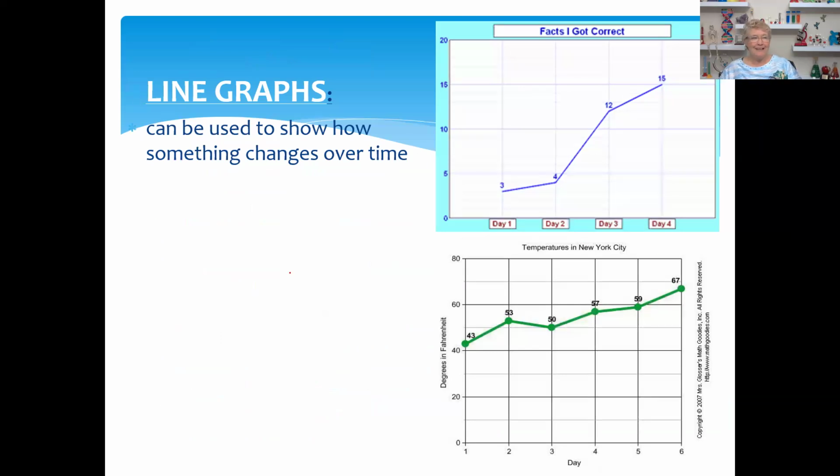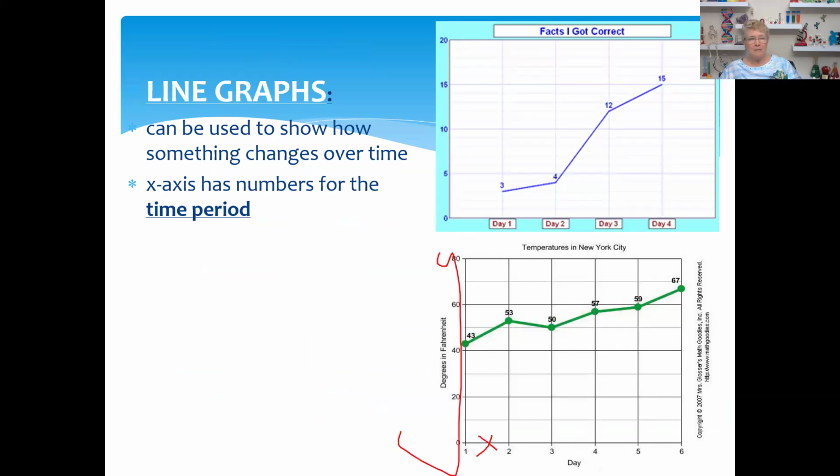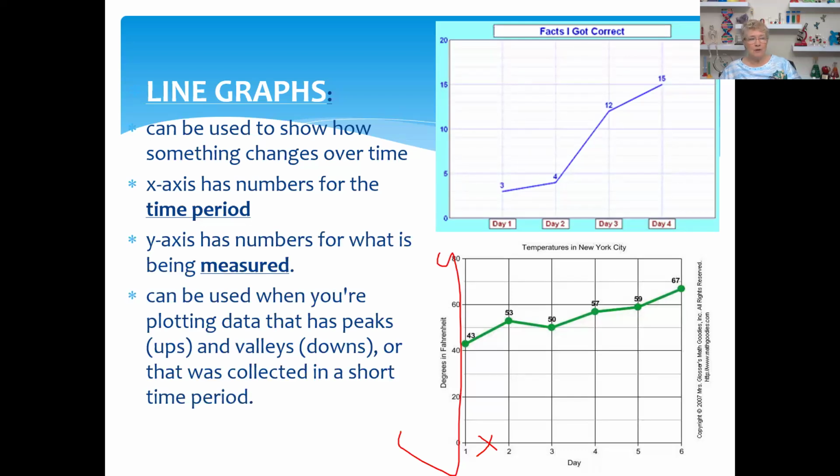It says it there. Sorry, line. These are line graphs. So a line graph can be used to show how something changes over time. Again, we have our x-axis down here, and our y-axis right here. Same thing. The x usually has the time period on it on a line graph, and the y has numbers for what it is that we're measuring.